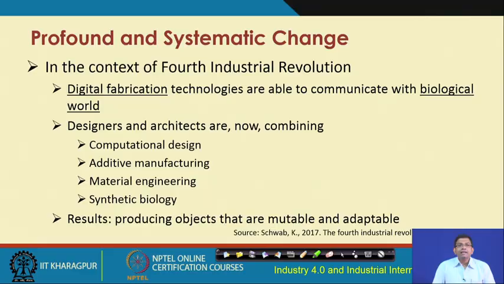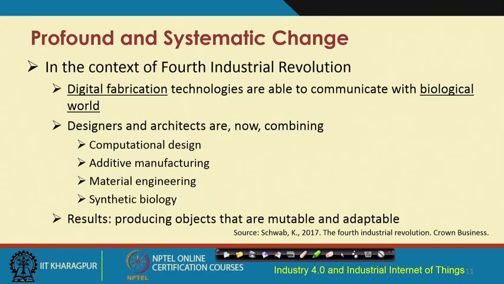So, designers and architects are now combining computational design, additive manufacturing, material engineering, synthetic biology and so on, and consequently they are able to increase the production of objects. All of these different technologies will be used to increase the production of objects. And because of the use of these technologies, it is now easy to mutate these products and also have these products adaptable to different changes in the environments of their operation. So, with mutation, you can change some small component within these products without changing the entire product, and also have new adaptations of these products to newer circumstances, newer changes in the environment.